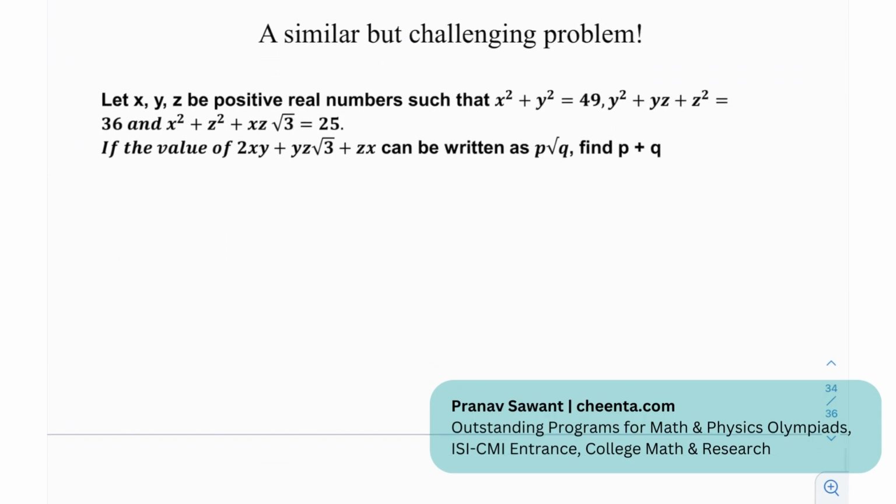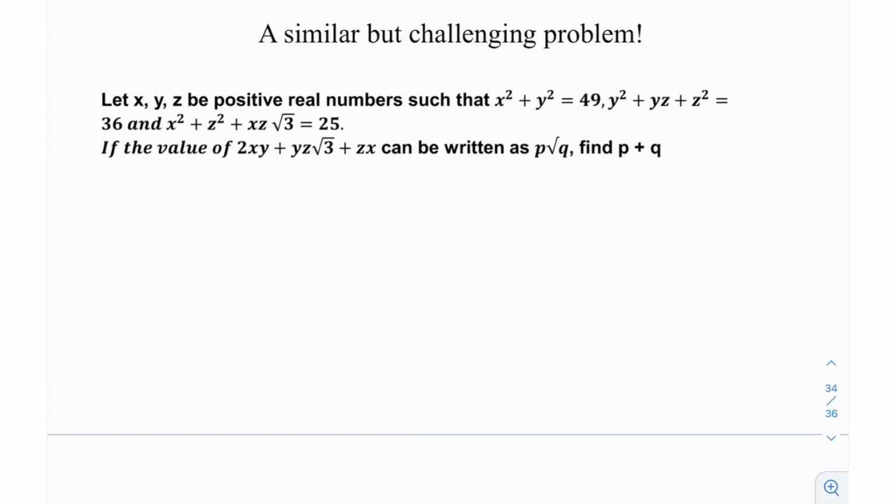So we have a similar but challenging problem. I don't know if this is challenging, but it's very similar at least, and it uses a trigonometric substitution, but it's probably a little bit easier to see, and I most likely think that you have seen this before, because this is an IOQM problem, right? And again, we have a system of equations, right? x square plus y square is 49, y square plus yz plus z square is 36, and x square plus z square plus xz root 3 is 25, and then find out the value of this quantity. If it can be written as p root q, find p plus q.